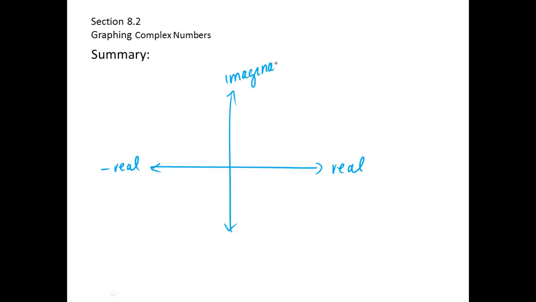Just a reminder that when you're graphing complex numbers, you are looking at the x-axis being the real axis, and then here would be your negative real, and this being your imaginary, and going down would be your negative imaginary. And these are not vectors, they're just a point, so it'll just be a spot, and then you'll be naming it as a plus bi, and that would be your final result.